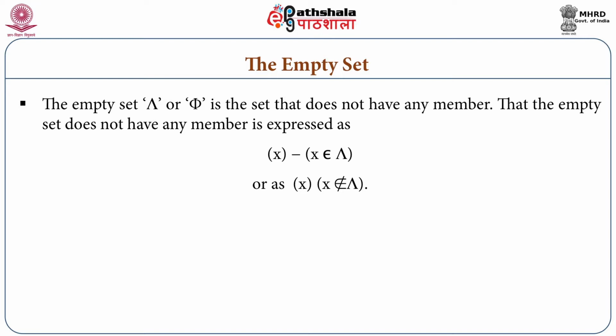In Greek it is called lambda. Sometimes they use another Greek symbol, phi. So this is represented by either lambda or phi. That means this set is unique, and technically we can define it as follows. Let us look at the screen. For all x, it is not the case that x is a member of lambda. Or put it differently, for any x, it is not the case that x is a member of lambda. Lambda is the name of a particular set.